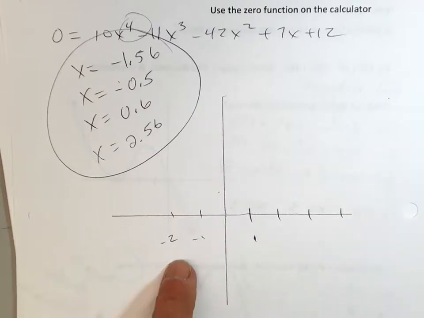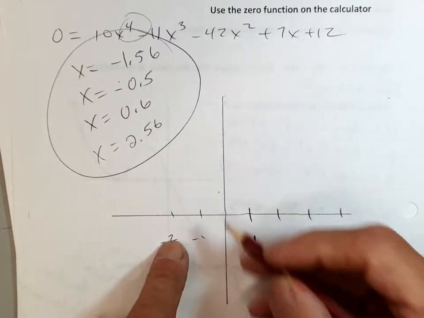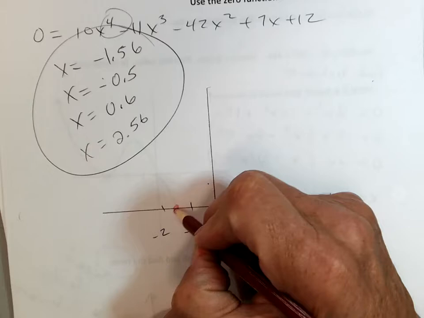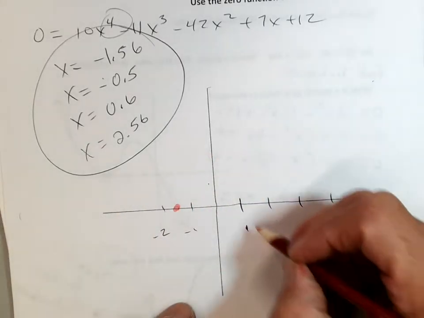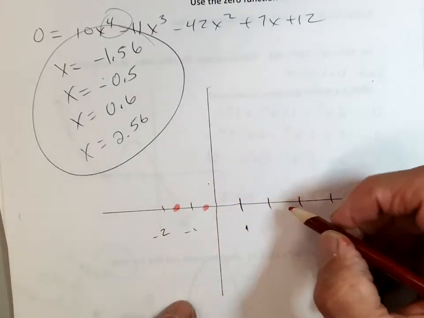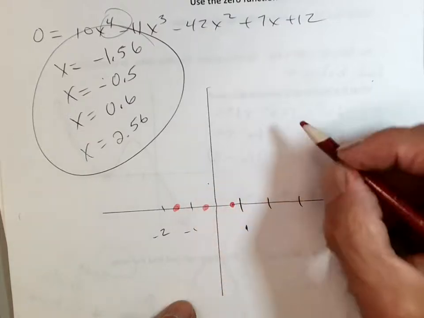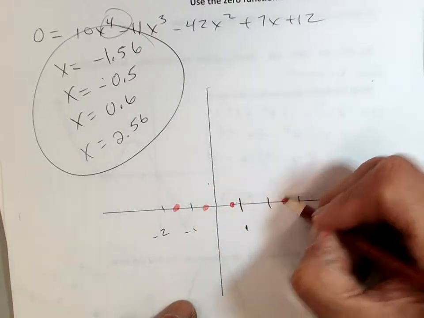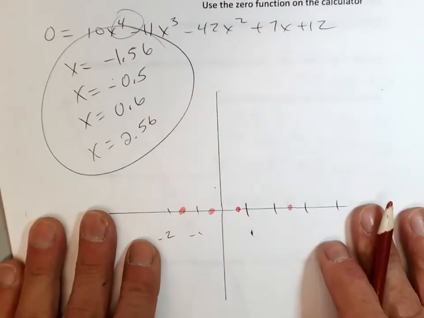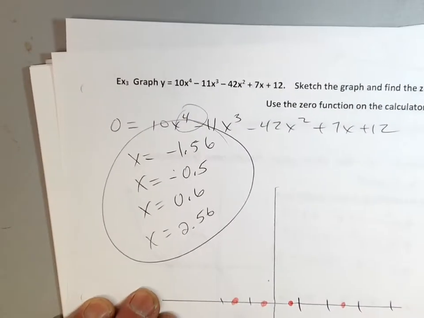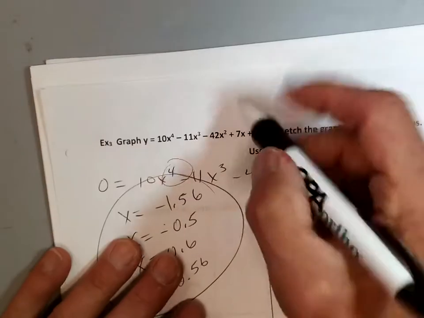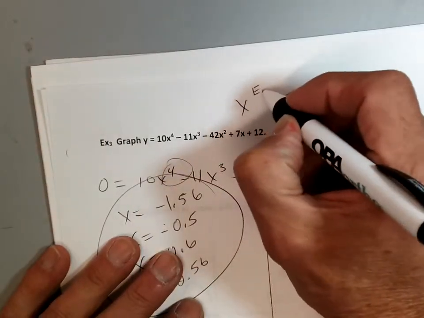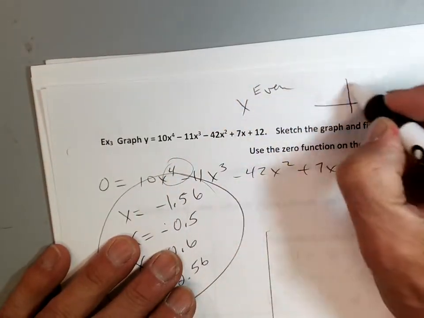I've got a 0 at -1.56, which is about there. I've got a 0 at -0.5, which is about there. 0.6 is maybe about there. 2.56 is here, and I've got a general shape of it. Now, let's go back to end behavior, okay? And now, the end behavior on this makes a lot of sense. I know because it's x to the even power that they look like this.